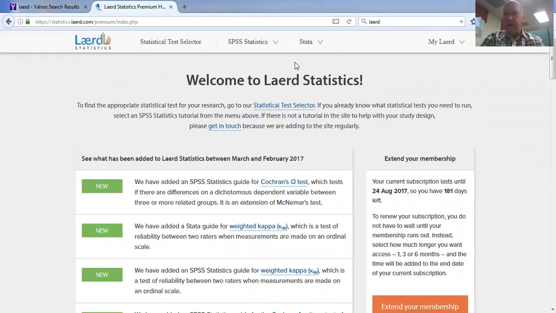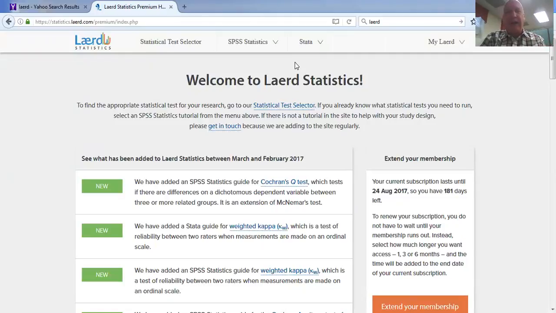Tina, Dr. Palermo, and I hope that I'm going to be able to walk you through the steps of the Laerd statistical test selector that I used to come up with your chi-square test for the data analysis.